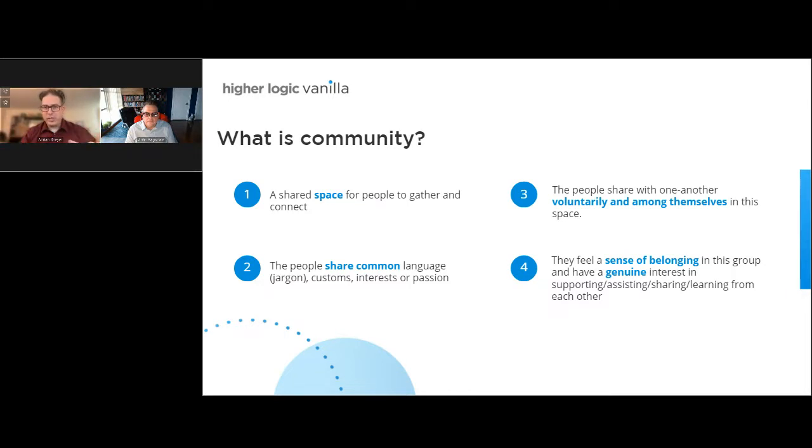That's not a community because it hasn't satisfied all the things that are there. So then the second thing that you want to look at is that people share a common language, a jargon, customs, interests, or passions. Those words only community people would know.